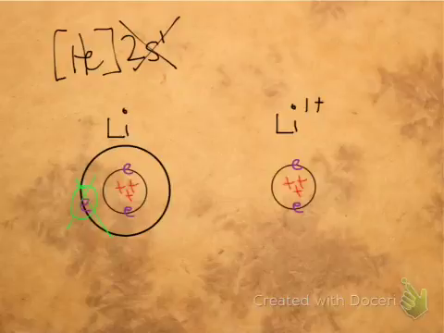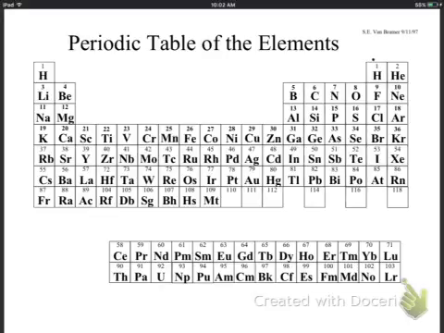Group 1 is very eager to give up electrons. So if we're going to look at ionization energy, IE, it's really low over here. It does not take a lot to convince a group 1 element to give up an electron. They do it pretty readily.